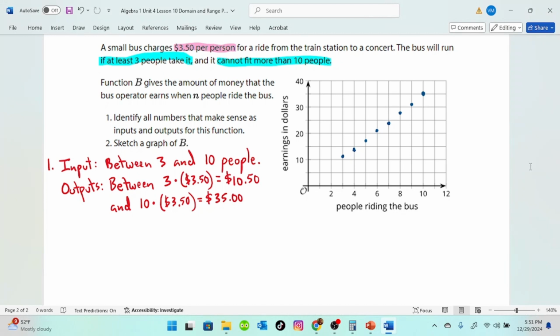These points create our graph. We will not have any points before them because we cannot have less than 3 people on the bus, or it will not run. We cannot have any points after this because they cannot fit more than 10 people on the bus. And we will not connect these points with a line because we can't have any dollar amounts in between. Our dollar amounts must be multiples of the $3.50 per person.